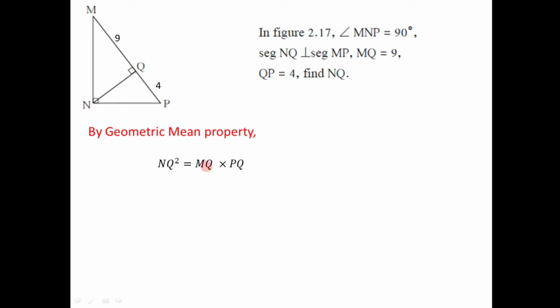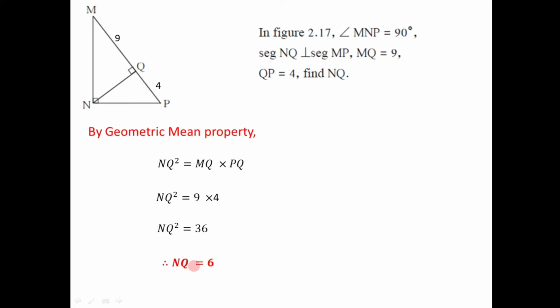That's why NQ square is equal to MQ into PQ. Here we have to replace the values of MQ and PQ which are given. So MQ is 9 and PQ is 4. So 9 into 4, that's 36. So we get NQ square is equal to 36. We have to find the value of NQ. That's why we should take the square root on both sides. So if we take the square root, we get NQ is equal to 6, as the square root of 36 is 6.